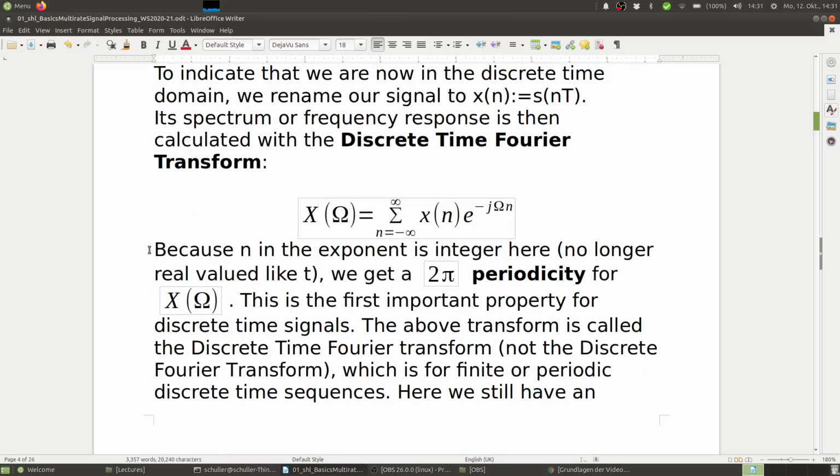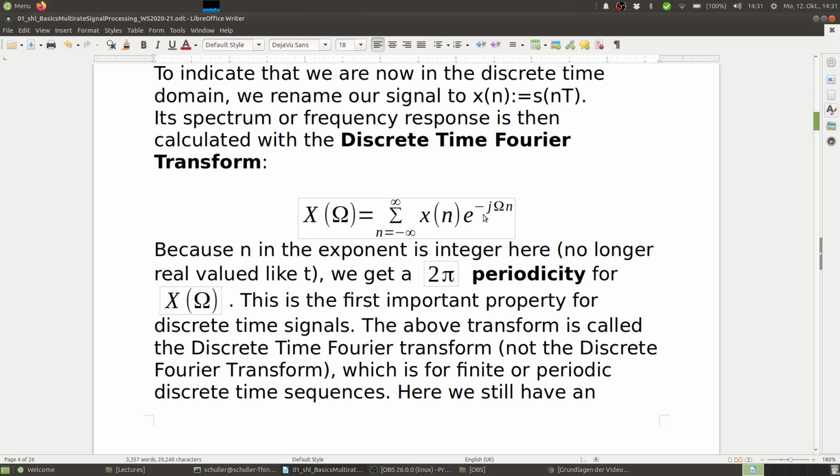And that has some interesting consequences, because lowercase n in the exponent here is an integer. It's no longer real valued like lowercase t. And that means we get a 2 pi periodicity for X of Omega. That's because this e to the j Omega n is 2 pi periodic, because n is an integer. So imagine n is equal to 1, then it's easy to see that we have this 2 pi periodicity. If n equals 0, then this is just 1, so basically it has an infinite period.